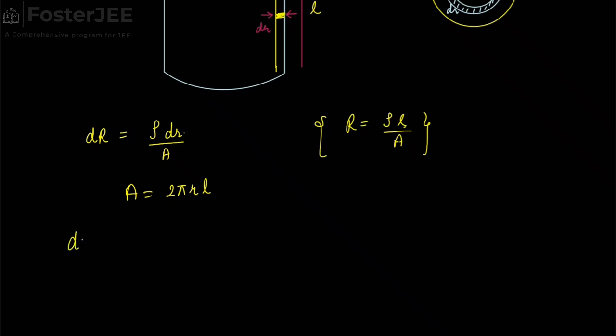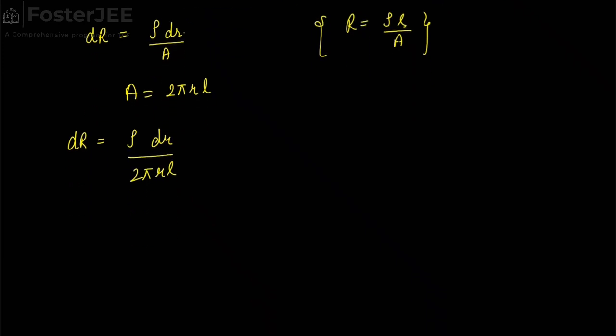Hence, dR can be written as rho dr upon 2 pi r L. Further, we can write it as dR is equal to rho upon 2 pi L times dr upon r. Now we can see L is constant and rho is also constant, but r is varying. So we will integrate this equation.